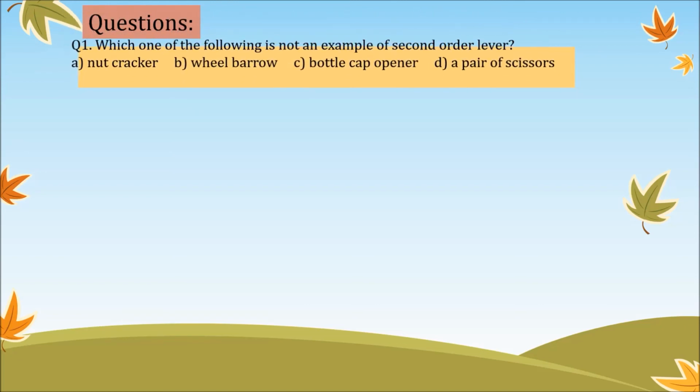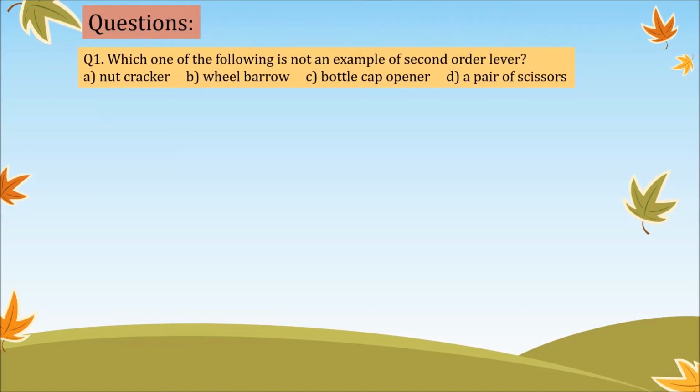Question number 1. Which one of the following is not example of second order lever? A. Nutcracker, B. Wheelbarrow, C. Bottle cap opener, D. Pair of scissors. In second class lever, we all know that load is in the center and hence option D, a pair of scissors, is the answer. It belongs to class 1.